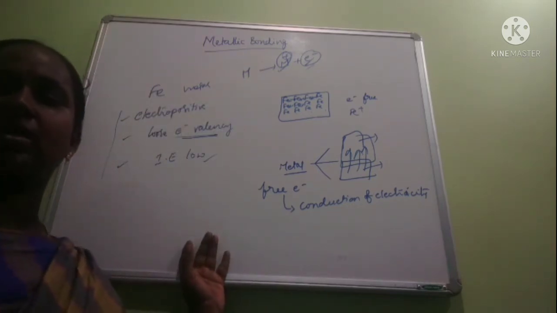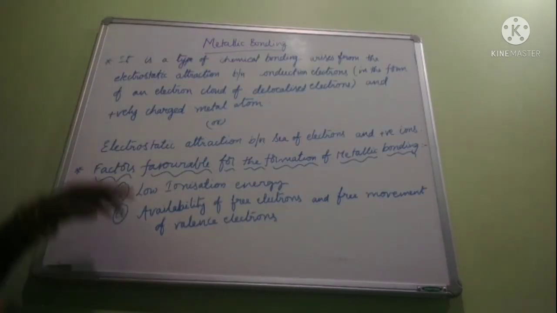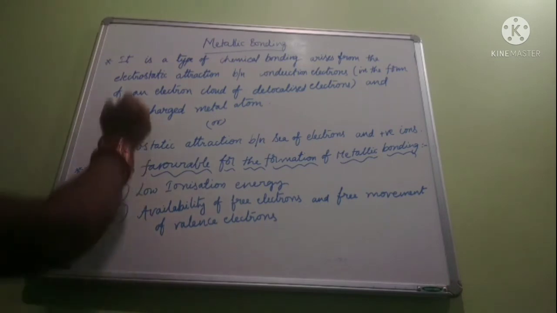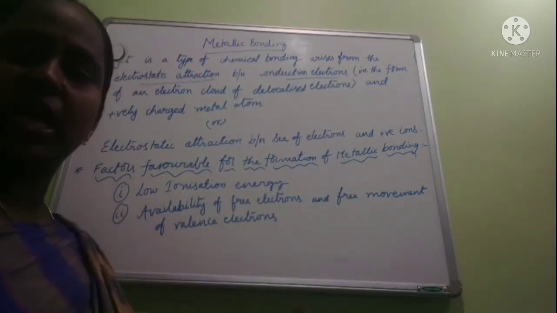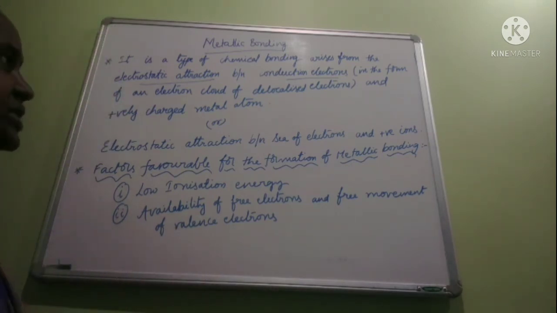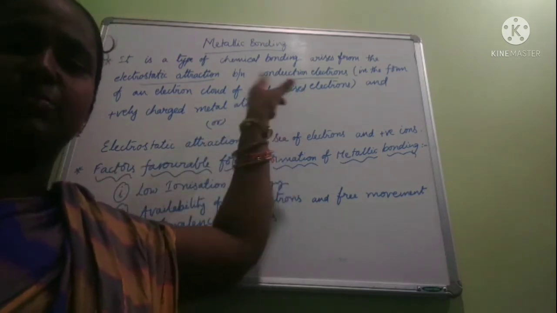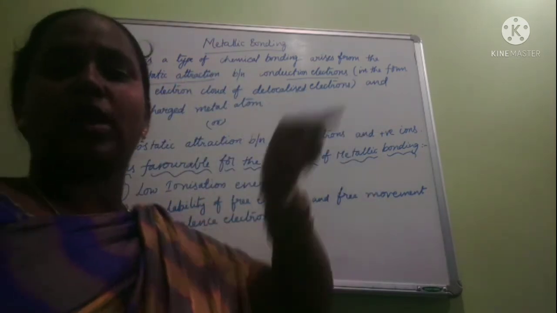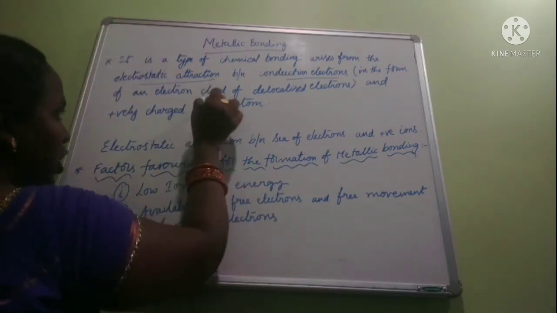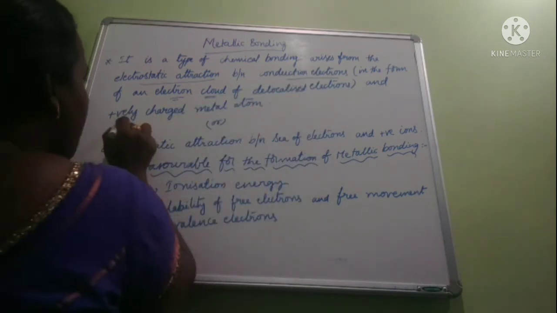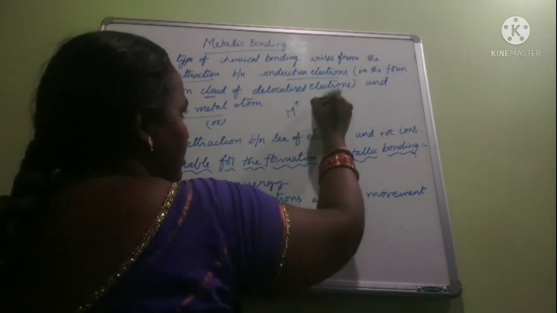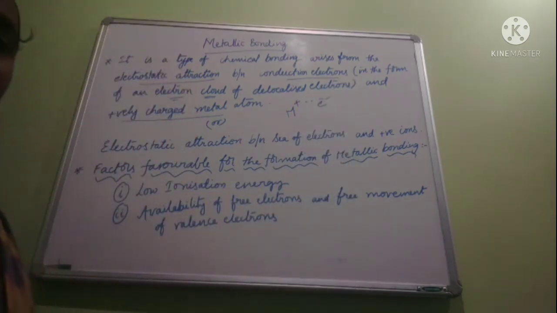Okay, I will write the notes here. Once go through the notes. Once see the definition. Metallic bond is a type of chemical bonding that arises from the electrostatic attraction between conduction electrons. Conduction electrons means the electrons which are available for the conduction of electricity. Those electrons are present in delocalized form. Delocalized means they are available in the form of an electron cloud of delocalized electrons moving in the metal. So a cloud of electrons is present in delocalized form along with positively charged metal atoms. This attraction is present between the electrons and the positively charged metal atoms. I already explained the electrostatic attraction between the positively charged metal atoms and the conduction electrons.